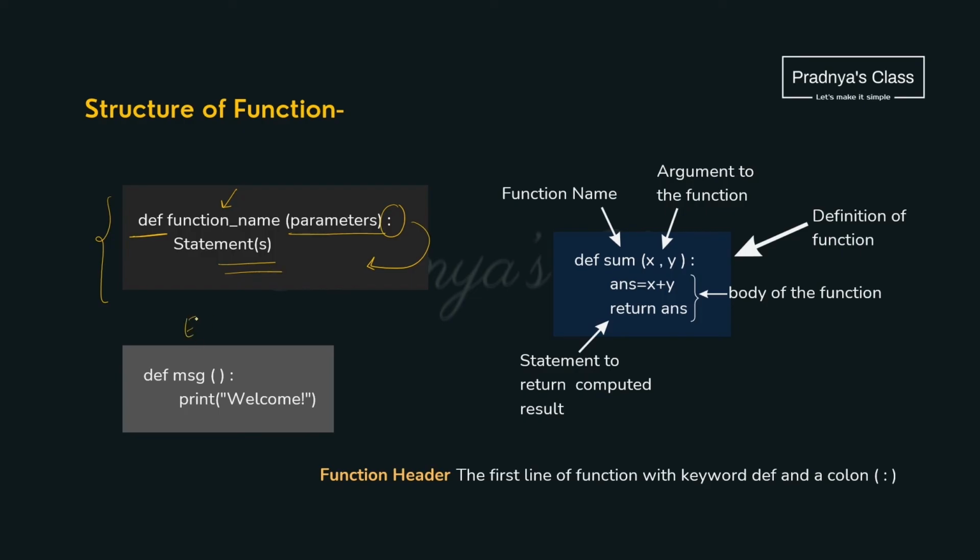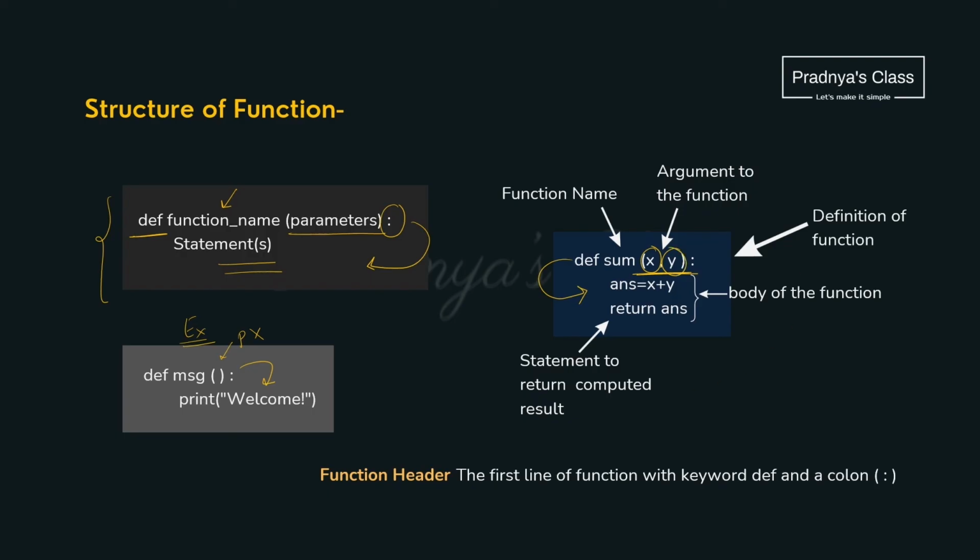Here is a simple example of a function: def message and the empty brackets. We are not passing any parameter here. This function prints a simple message. If you want the function to work on your passed data, then you need to pass these parameters. So this function will calculate the sum of two numbers passed by the main program.